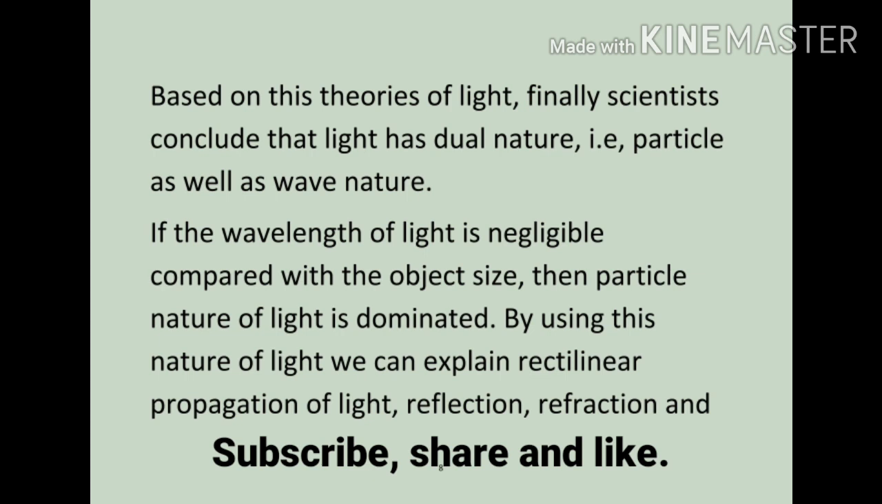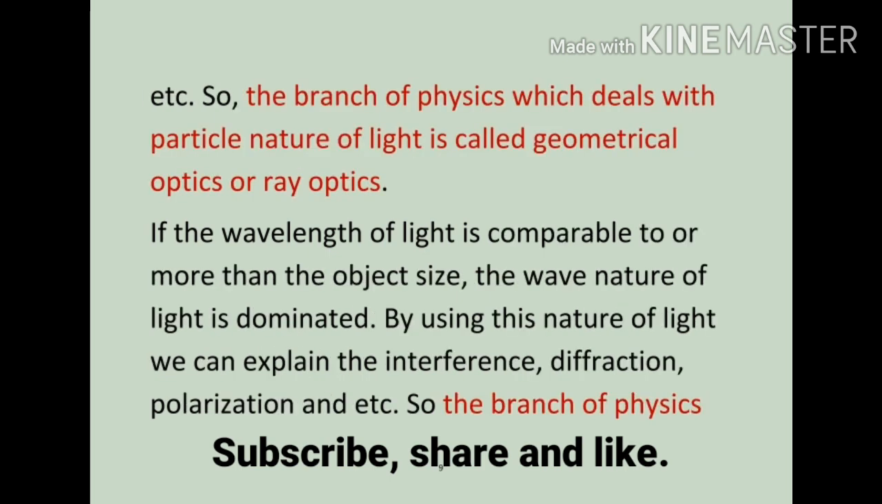If the wavelength of light is negligible compared with the object size, then the particle nature of light dominates. By using this nature of light, we can explain rectilinear propagation of light, reflection, refraction, etc. So, the branch of physics which deals with the particle nature of light is known as geometrical optics or ray optics. In this way, we get one separate branch from optics.